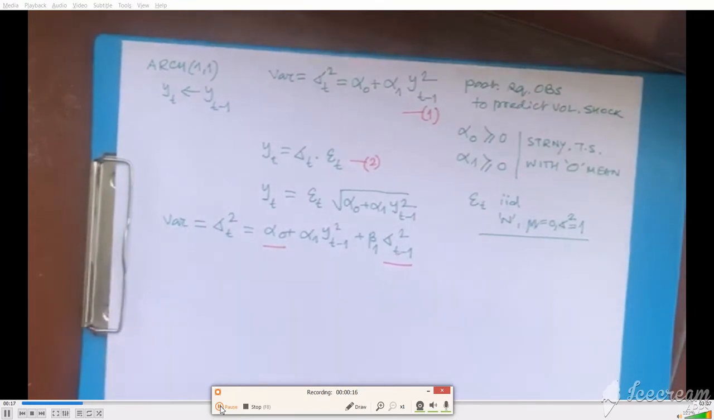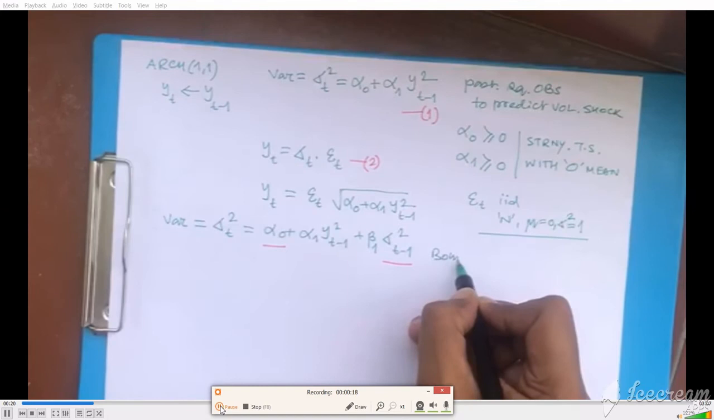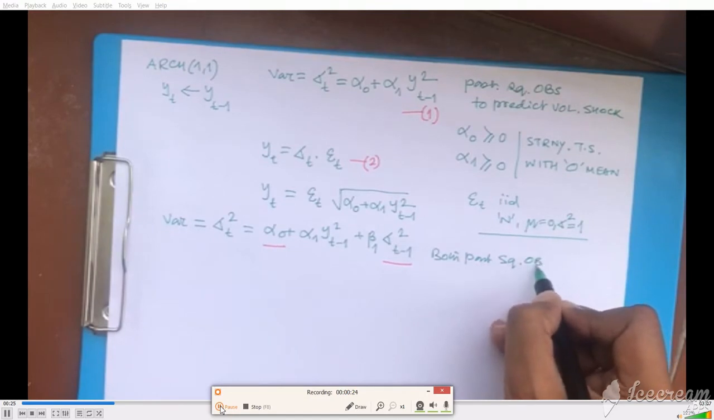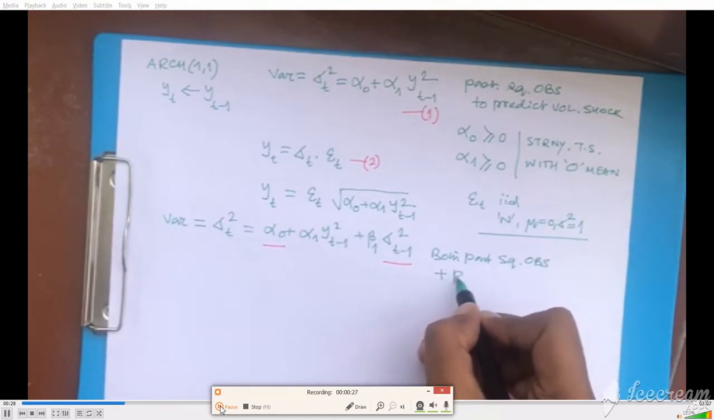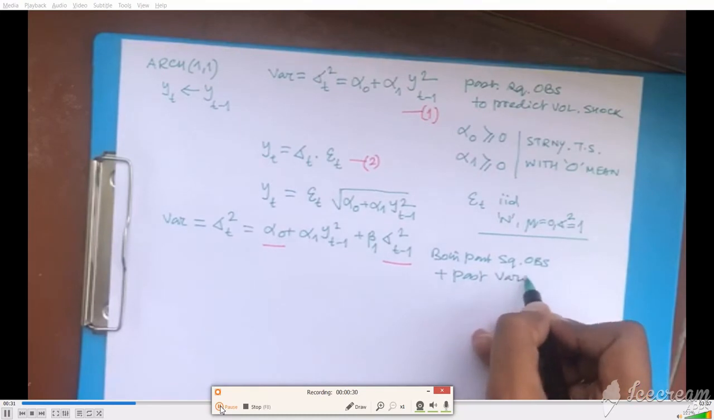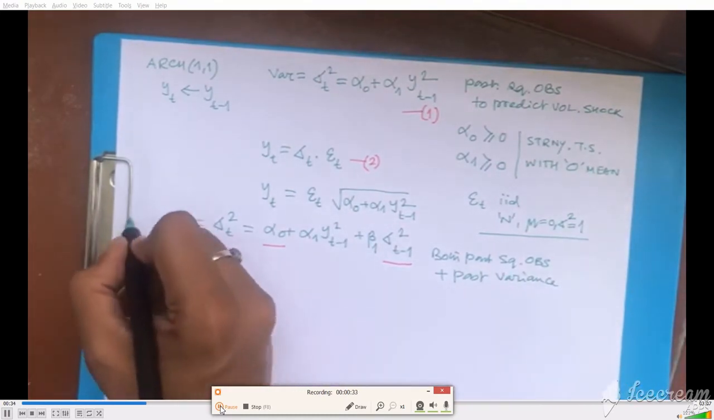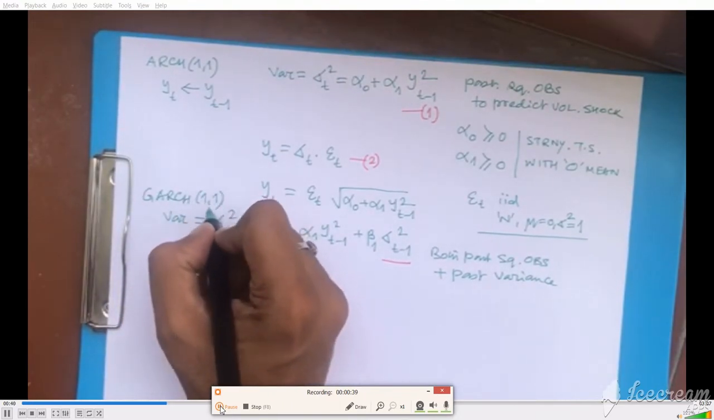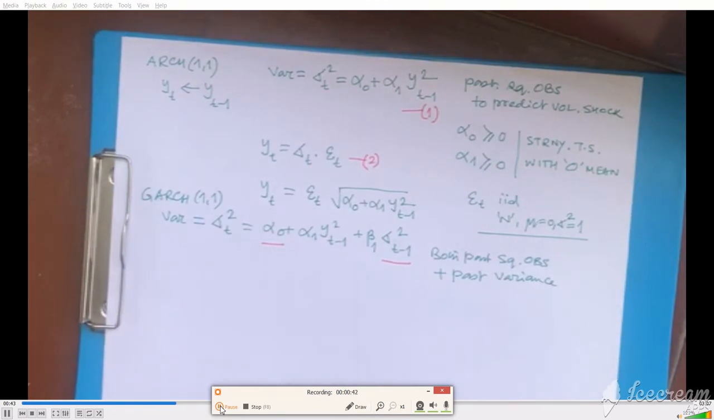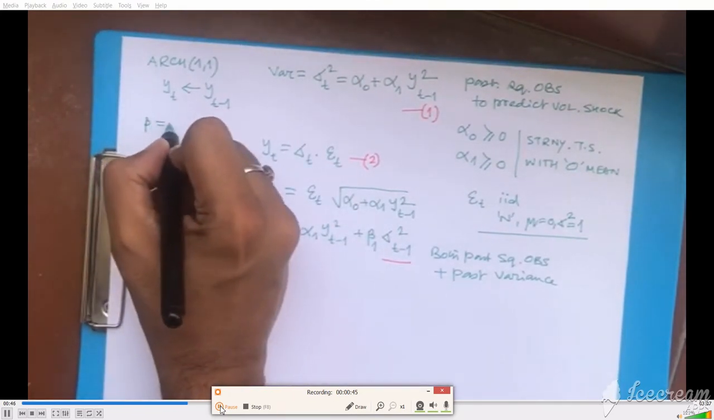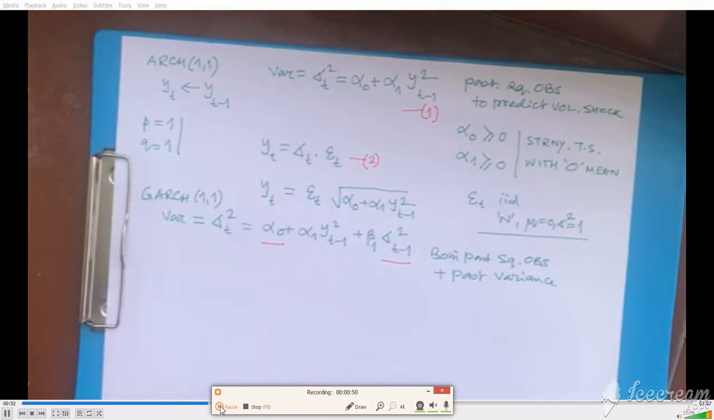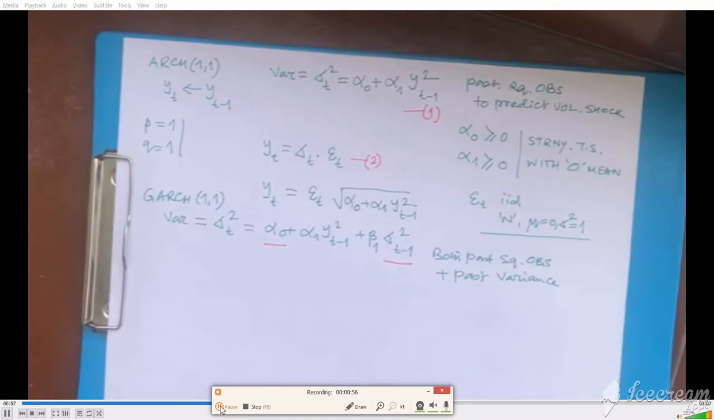So what does it mean? It means that for the GARCH model, both the past squared observation plus the past variance are needed for the GARCH(1,1) model. We are making a model where p is equal to 1 and q is equal to 1. That is a generalization we are doing. However, you can also make it with different values of p and different values of q.